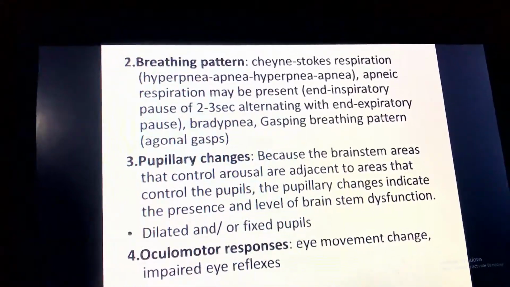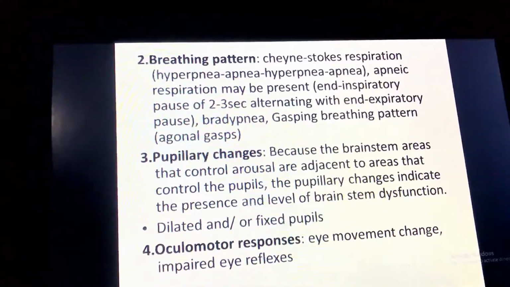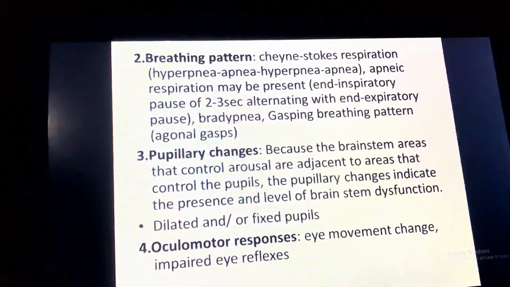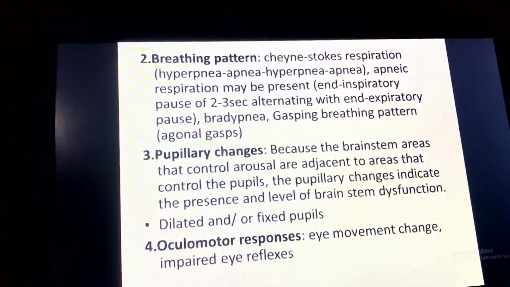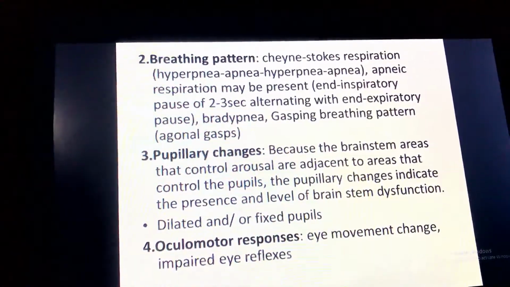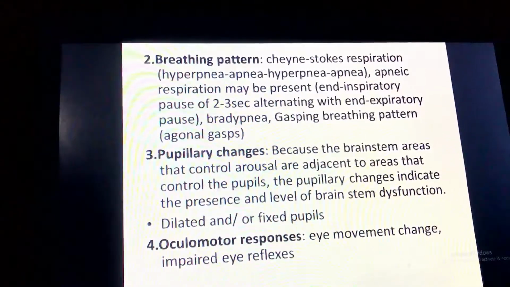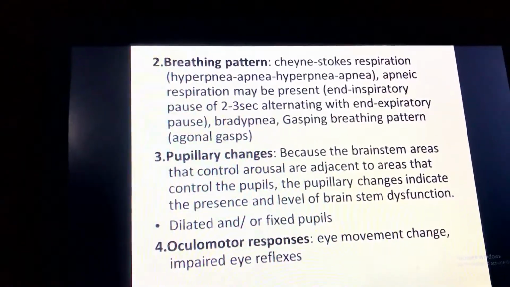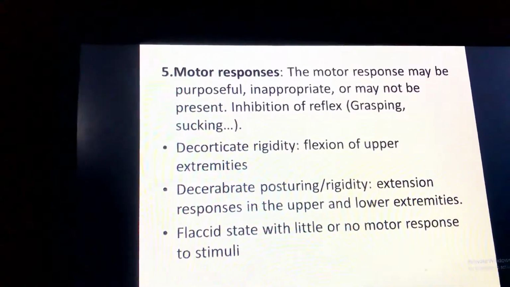Pupillary change, because the brainstem areas that control arousal are adjacent to the areas that control the pupils. The pupillary change indicates the presence and level of brainstem dysfunction. We have dilated and fixed pupils. Oculomotor response: eye movement change, impaired eye reflex. These are the signs of coma.